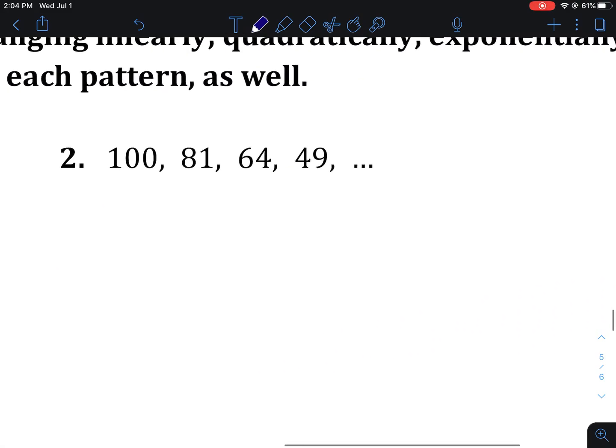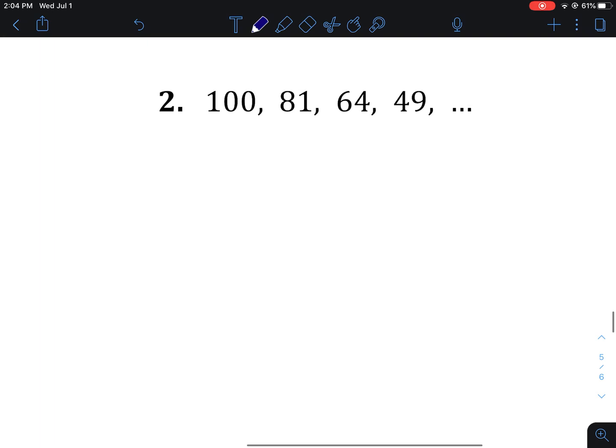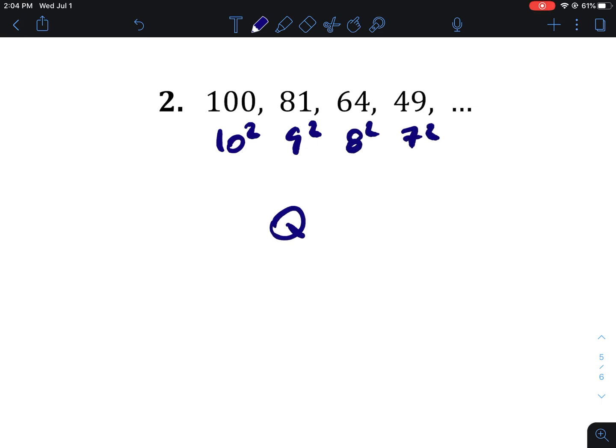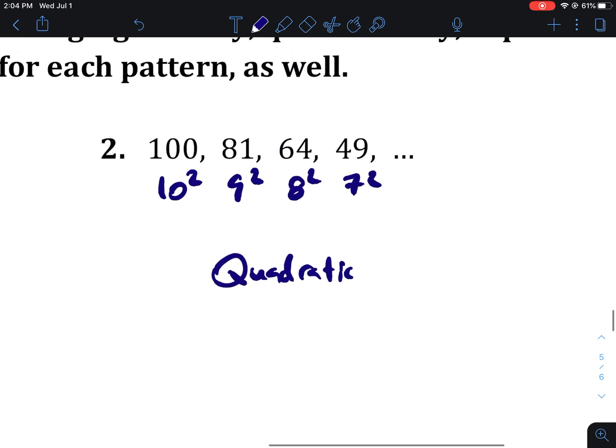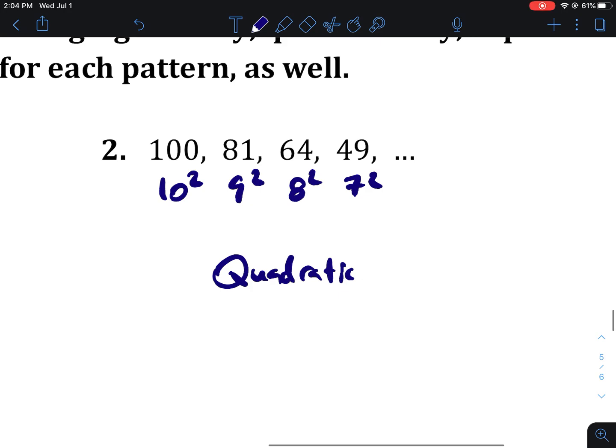All right. Number 2, you might recognize these numbers, 100, 9, or 81. This is 10 squared, this is 9 squared, this is 8 squared. So these are squared numbers, so right off the bat, that gives it away that it is a quadratic. Now, it's not always that obvious. So let's think about something else you might notice here. If you look at the change, this one went down by 19. This one went down by, let's see, 17. This one went down by 15. And so they're changing by odd numbers.